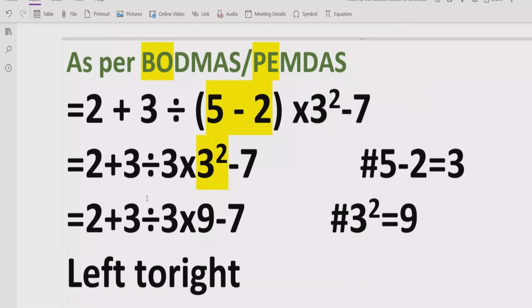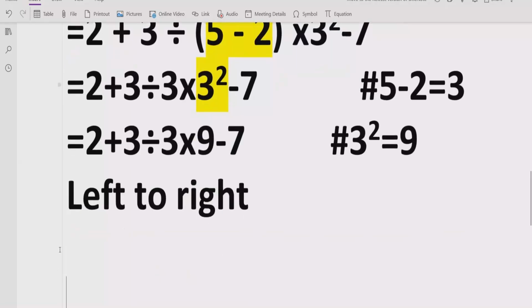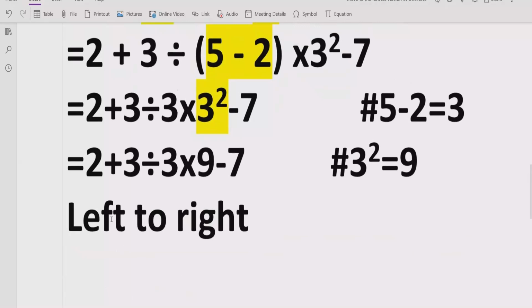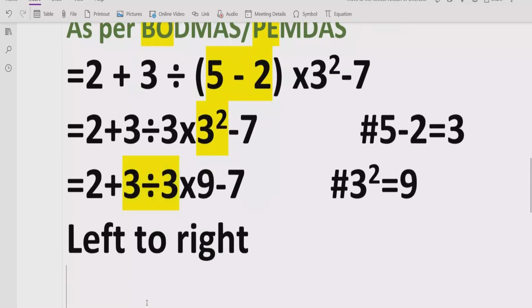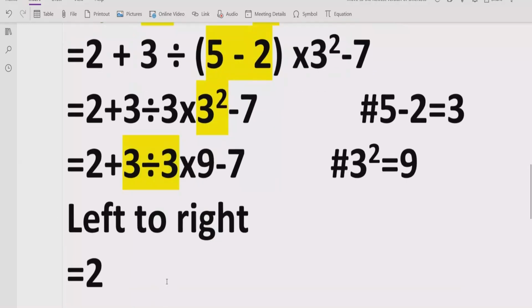So now, according to the BODMAS and PEMDAS rule, first of all, we go left to right and find out which is coming first. So here we have 3 divided by 3. 2 plus 3 divided by 3, which is equal to 1, multiplied by 9 minus 7. And here we have to give the reference: 3 divided by 3.